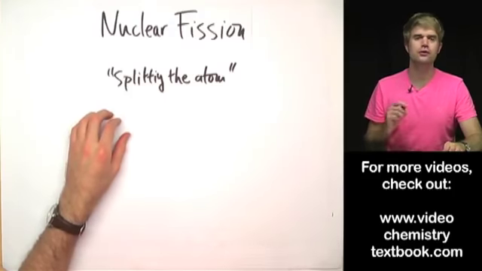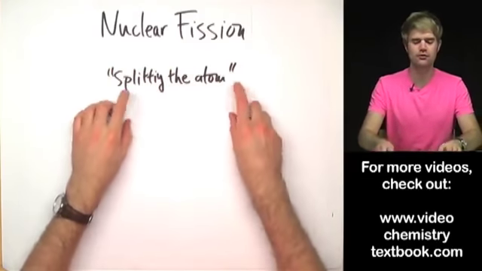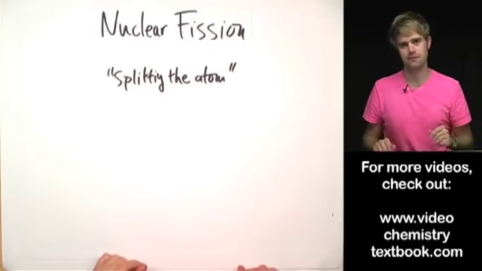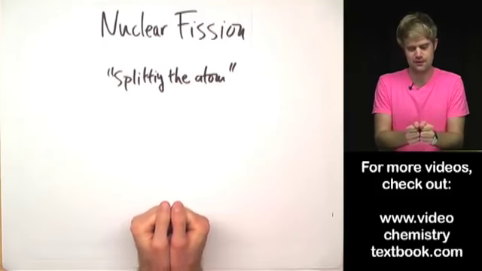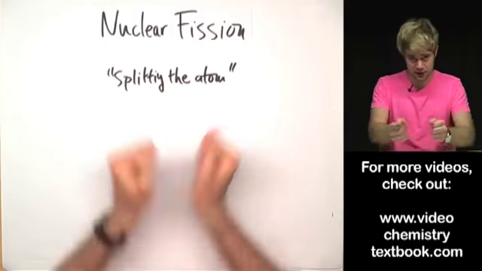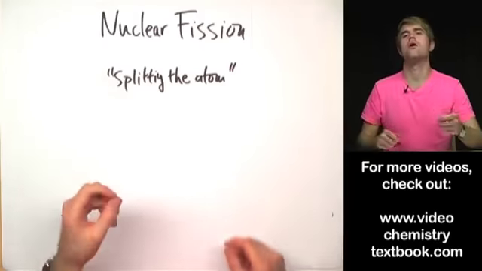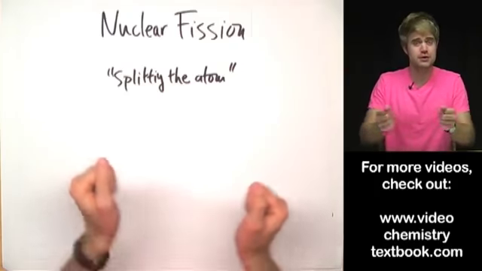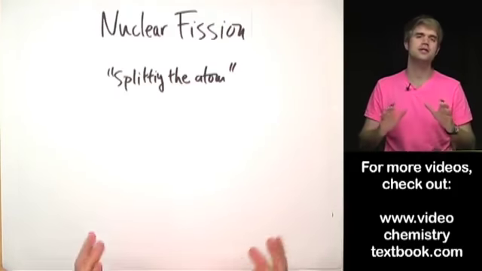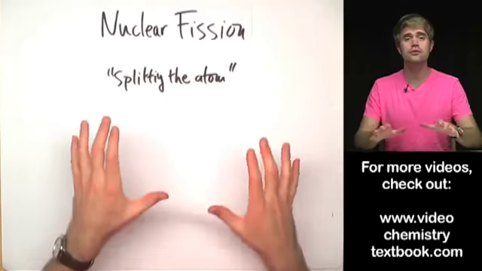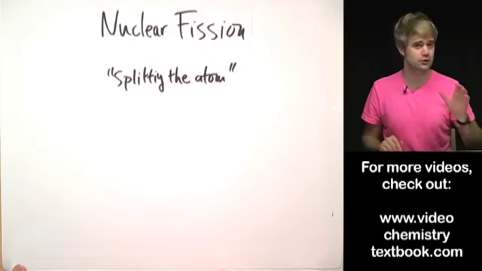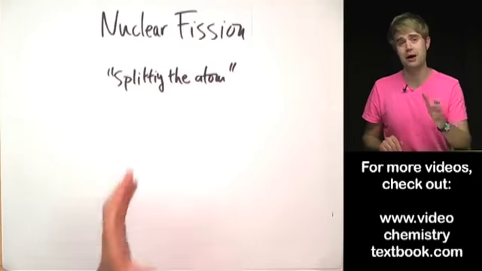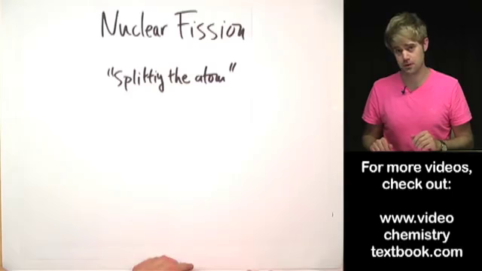Let's talk about nuclear fission, a process that's often referred to as splitting the atom. So in nuclear fission, you have an atom that splits into two or more smaller pieces. This process of splitting can release a tremendous amount of energy. And nuclear fission provides the energy for things like nuclear submarines, nuclear power plants, and even nuclear bombs.